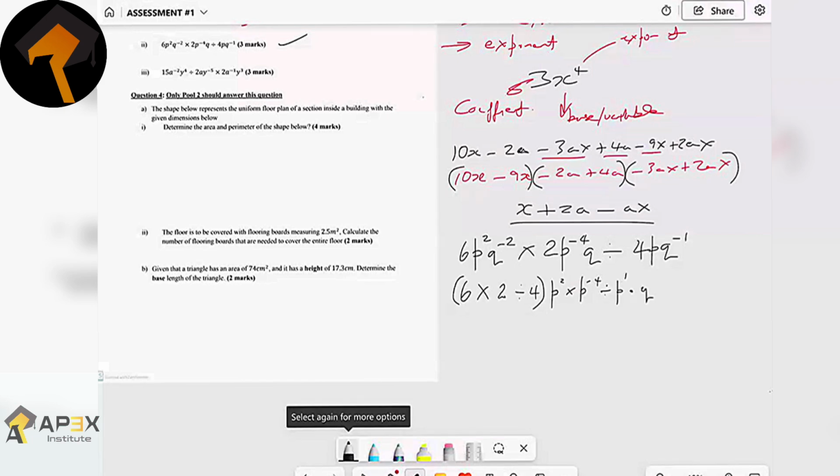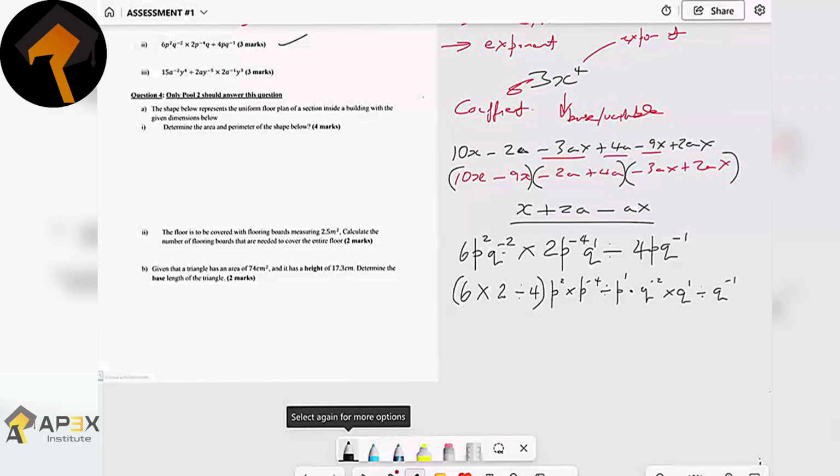So the first q is this q right here, q to the negative 2. It's being multiplied by the second q, which is q without a power. So that's power of 1 right here. So that's q to the 1. And then it's going to be divided by q to the negative 1.